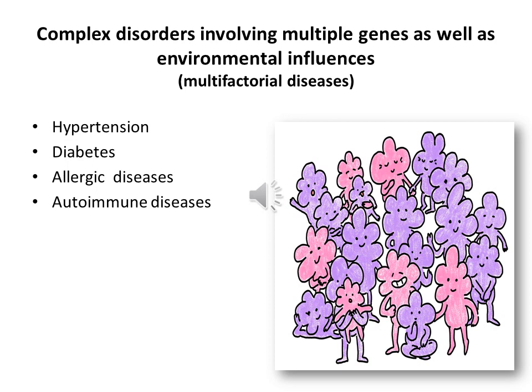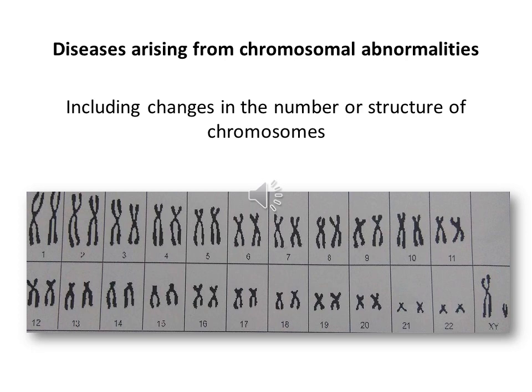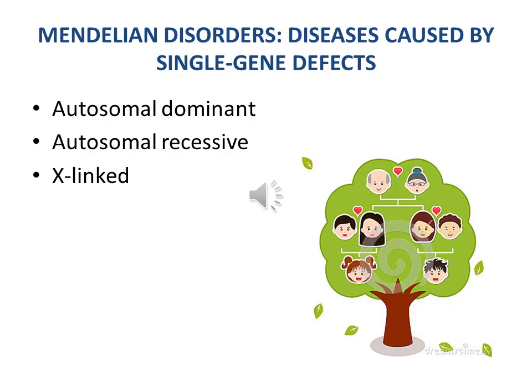Sometimes we face some disorders that are influenced by both genes and environmental factors in a complex pattern, such as hypertension, diabetes, allergic, and autoimmune diseases. The chromosomal abnormalities include changes in the number or structure of chromosomes. In these cases, karyotyping is useful.